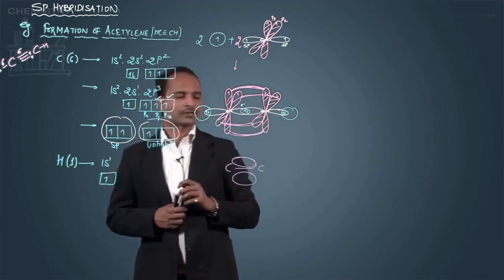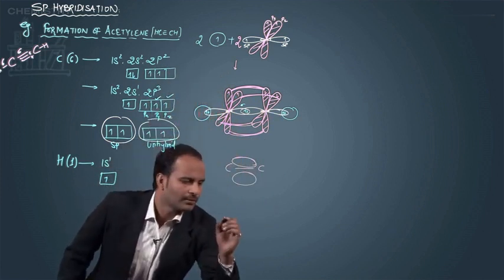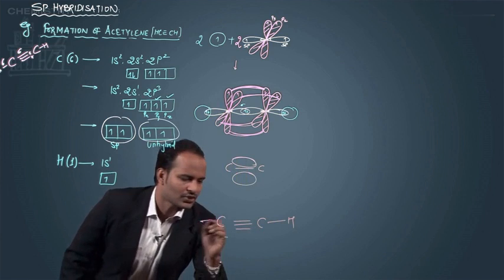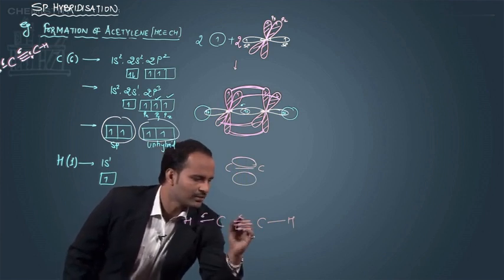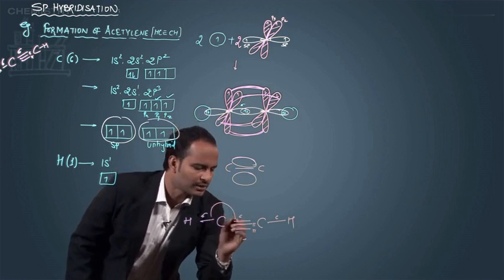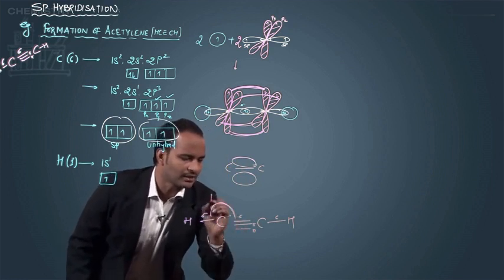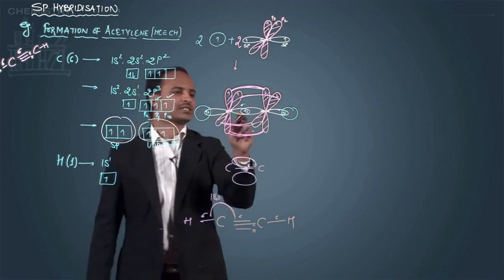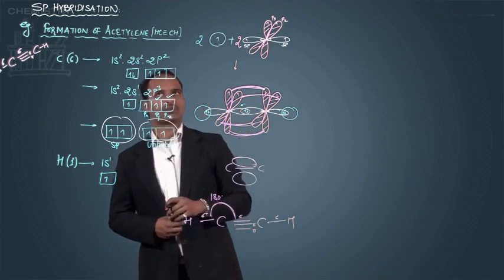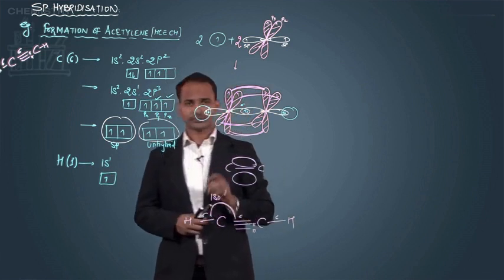Now let's see the bond angles. In this geometry, carbon triple bond carbon, H, H, these are sigma bonds and these two are pi bonds. There is only one angle possible, the HCC angle, and it is a linear geometry. HCC, that means this angle. So it is going to be a linear geometry. So this is about acetylene.